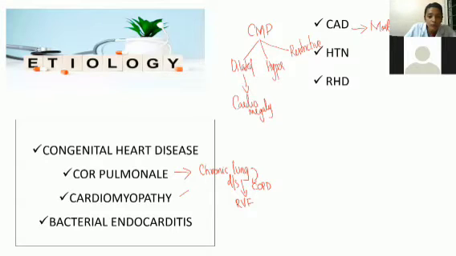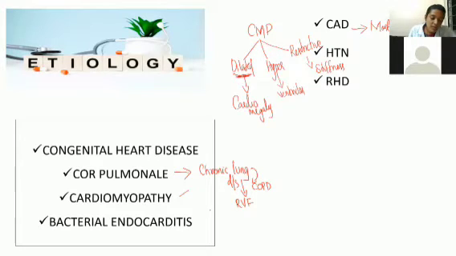In hypertrophic, what will be there? Increase in the cells, the hypertrophy of the cells in the ventricles. Mostly it is happening in the left ventricle. So hypertrophy of the ventricles will be there in hypertrophic cardiomyopathy. And in restrictive, stiffness of the chambers of the heart will be there. So these are the major three types of cardiomyopathy: dilated, hypertrophic, and restrictive. Dilated is the most common type.